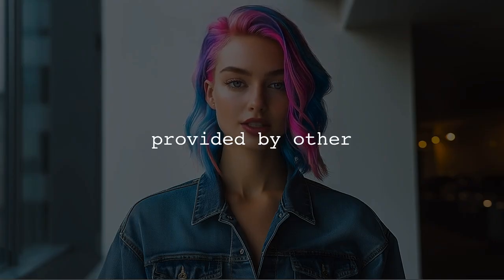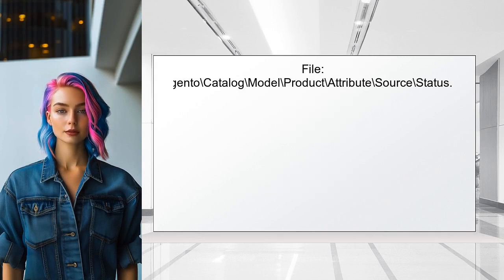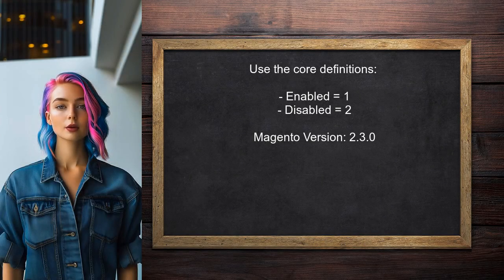Now let's look at the answers provided by other users. An alternative approach shared by a user involves checking the core Magento code. They point out that the product status is defined as enabled equals 1 and disabled equals 2. This user emphasizes the importance of using the core definitions provided by Magento, specifically from version 2.3.0.